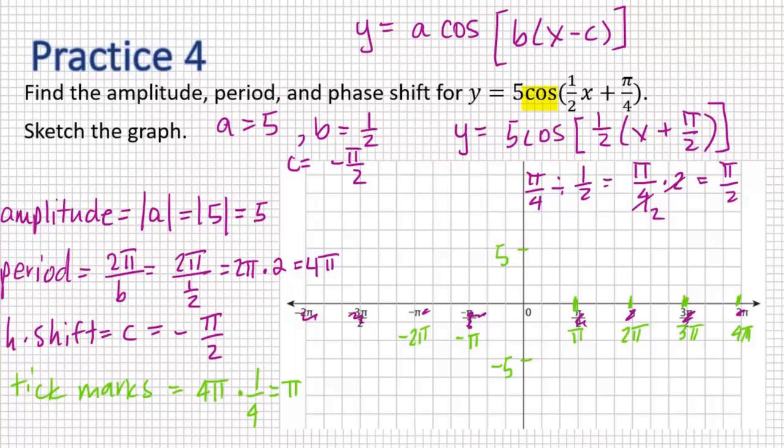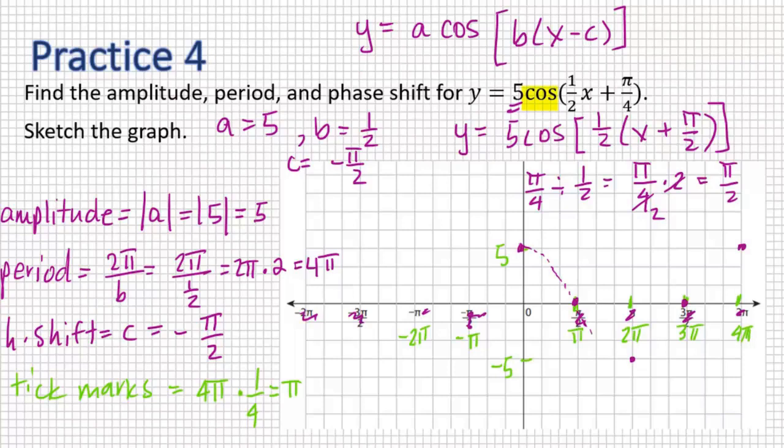This is cosine, and cosine normally starts at its maximum. Does this one start at its maximum? Yes, because the value for a was positive. So it starts at its maximum, 1/4 of the way through the function, it crosses over the x-axis. Halfway through the function, it's at its minimum. 3/4 of the way through the function, we cross the x-axis again, and we end where we started. And that brings us to 4 pi.